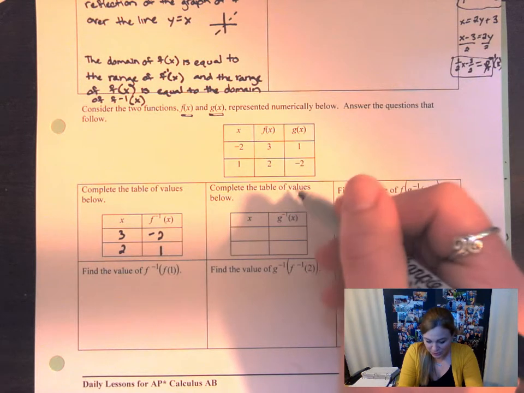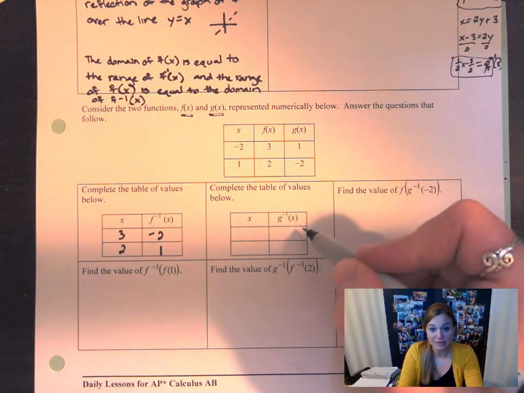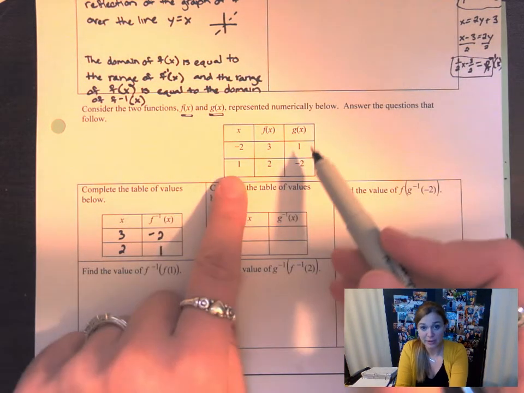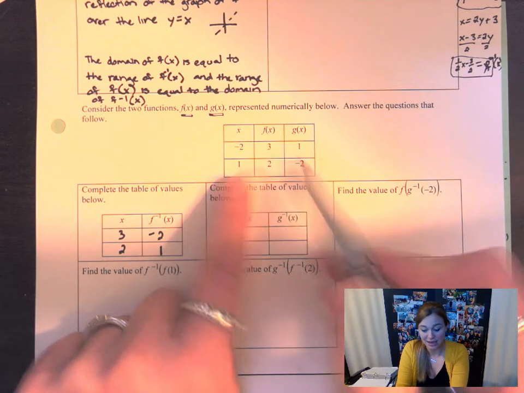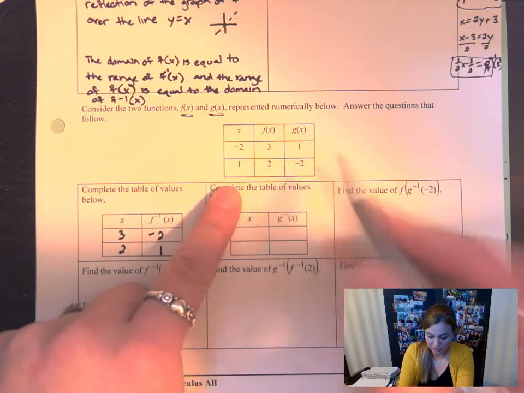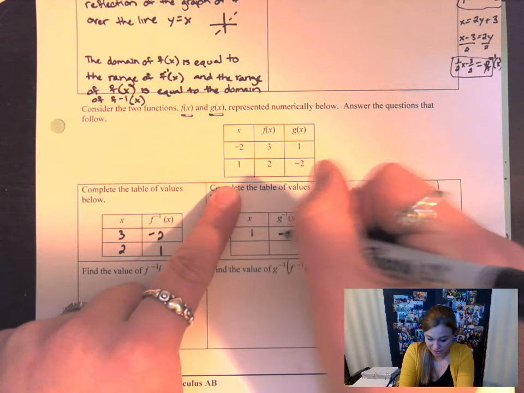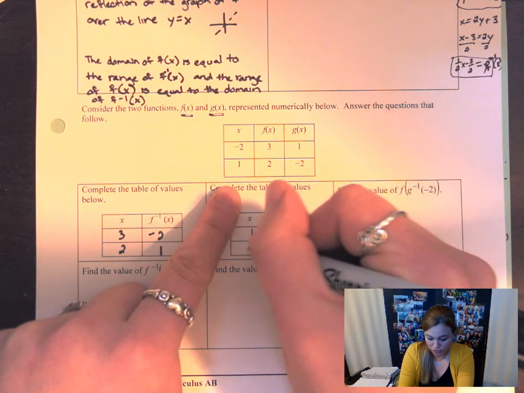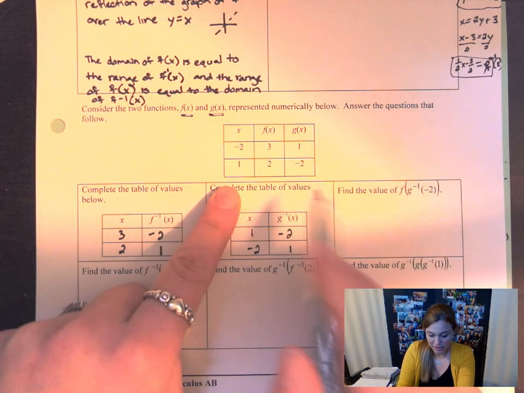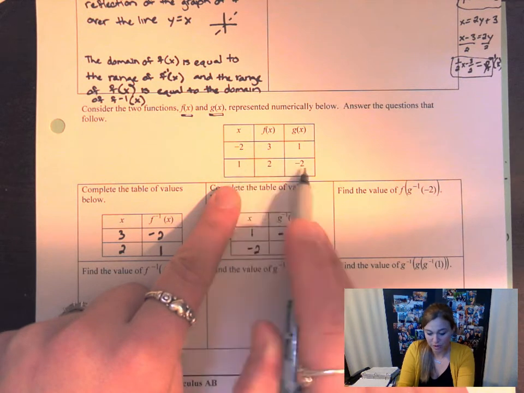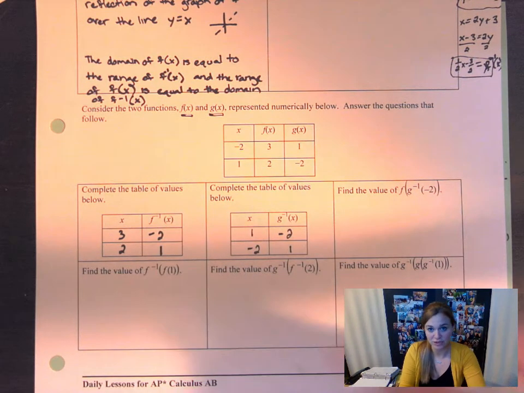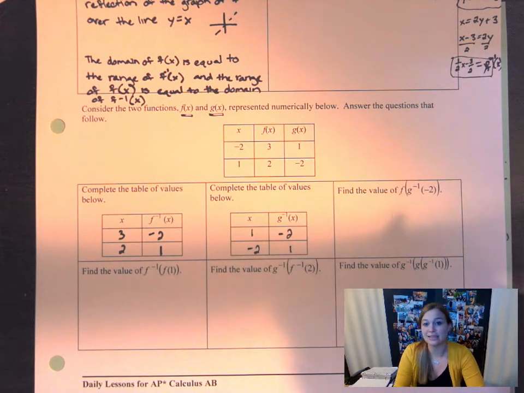For the next one, complete the values of the table for g inverse. This is my x, this is my y for g of x. I switch them, so this would become 1, -2, and -2, 1. I'm switching my x and y values from my original g of x function. Now this is just practicing. So again, no calculus yet, sadly.